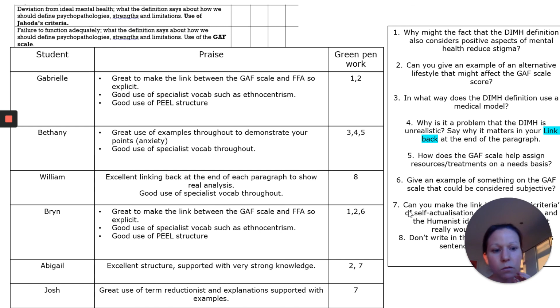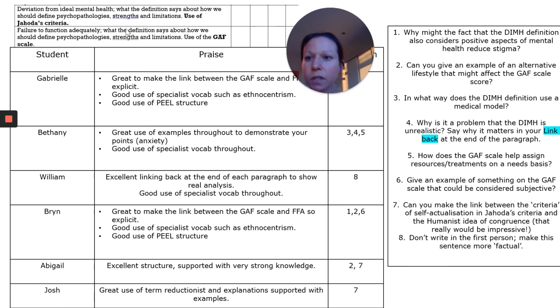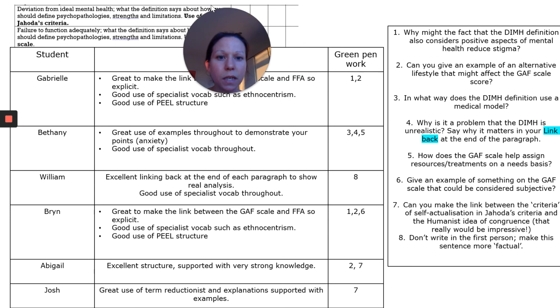So in terms of doing your green pen, what I've done is I'm going to try and move myself out of the way. At the top there, you've just got the little bit from the spec, just to remind you what it is we need to be able to do. And then next to each of your names, I've picked out what was really good, what praise, ordinarily, I would have been writing on your work. And then the numbers in the right-hand column where it says green pen work correspond to these questions here. So those are the ones I want you to focus on.